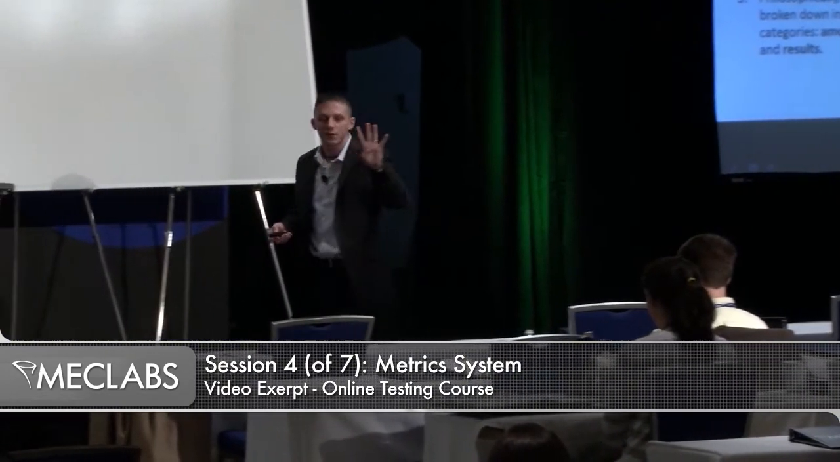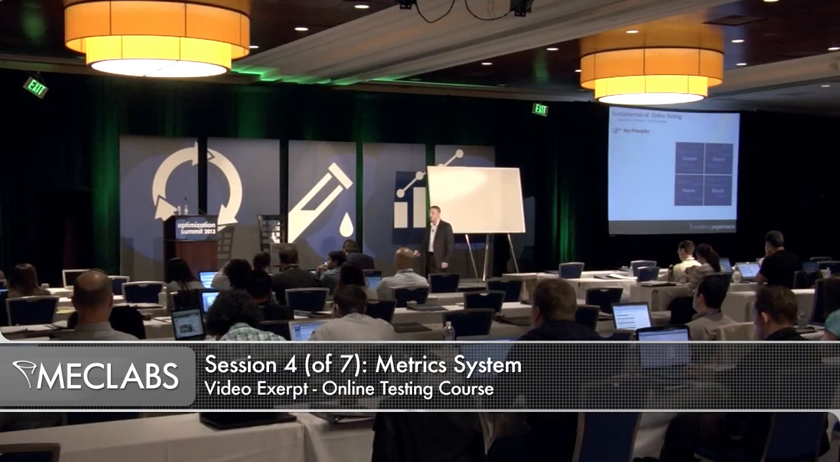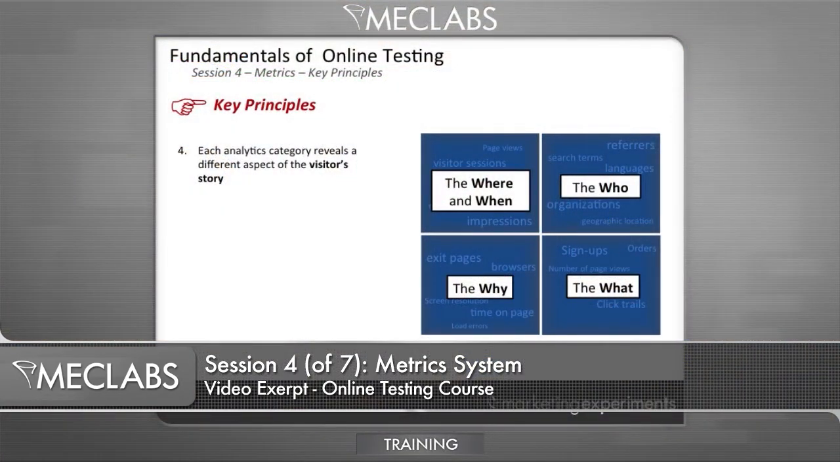The good news about these 4 categories, here's the secret. Each of these 4 categories tell you something about the customer. For source, it's the who. For amount, it's the where and when. For the result, it's the what. And for nature, it's the why.